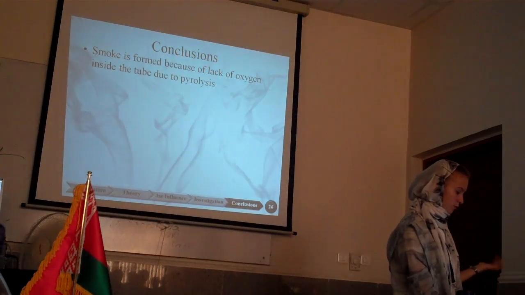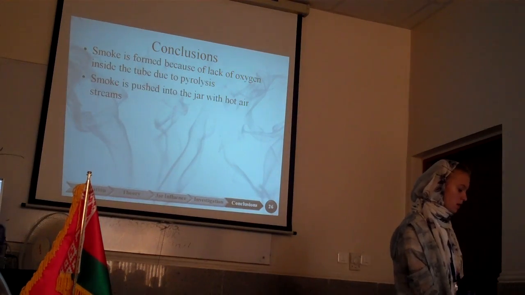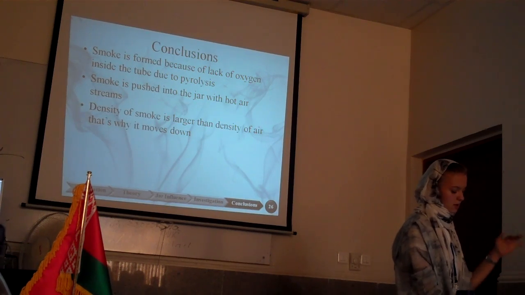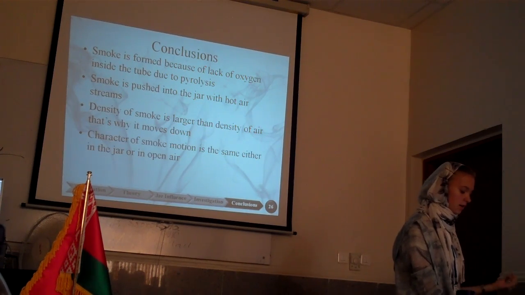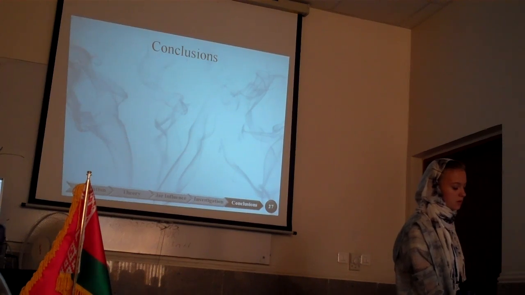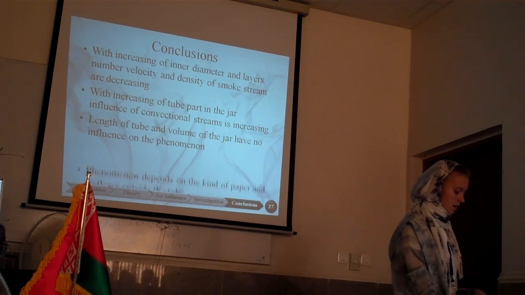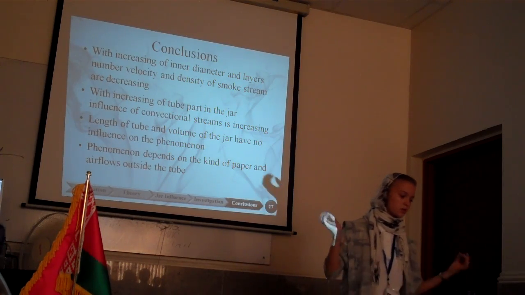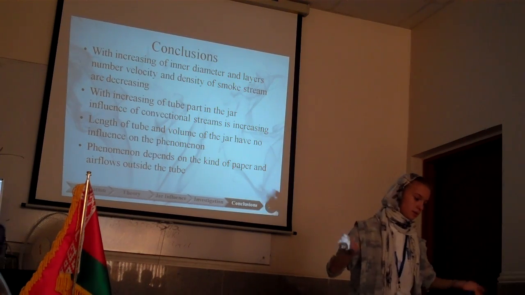Now let's try to conclude. Smoke is formed because of lack of oxygen. Smoke is pushed into the jar with hot air streams. The density of the smoke is larger, that's why it moves down. The curvature of the smoke motion is the same in the jar or in open air. And also you can see that with increasing inner diameter and number of layers, the density of the smoke is decreasing.